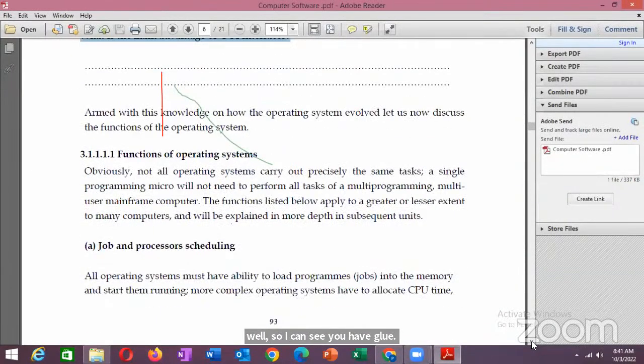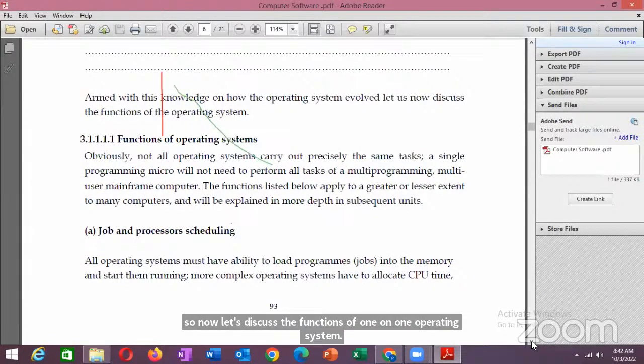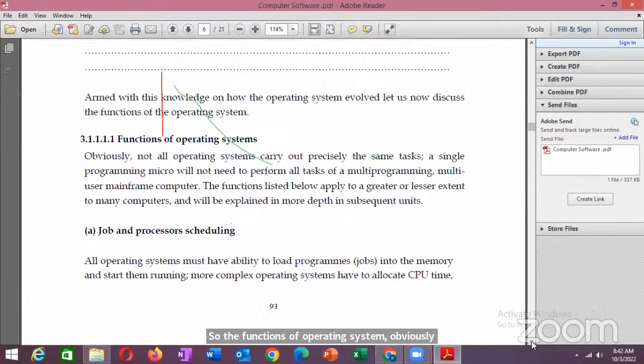So now let's discuss the functions of an operating system. Obviously not all operating systems carry out precisely the same tasks. A single-programming micro will not need to perform all the tasks of a multi-programming, multi-user mainframe computer. So the functions listed below apply to a greater or lesser extent to many computers and will be explained in more depth in subsequent units, of course.